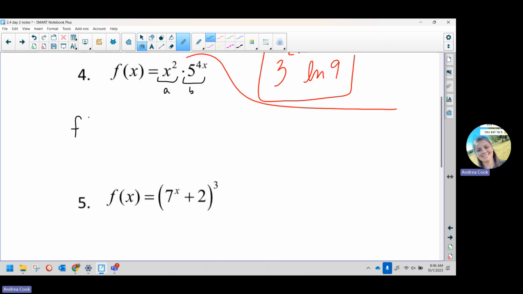Okay, so A B prime is going to be copy down the original x squared. That's your A. B prime, use my shiny new rule. So it goes to a to the u, copying the original thing down, u prime is the derivative of the power, and then ln of the base, ln a. Okay, plus, then I do A prime B. So the derivative of the first is 2x, and then times 5 to the 4x.